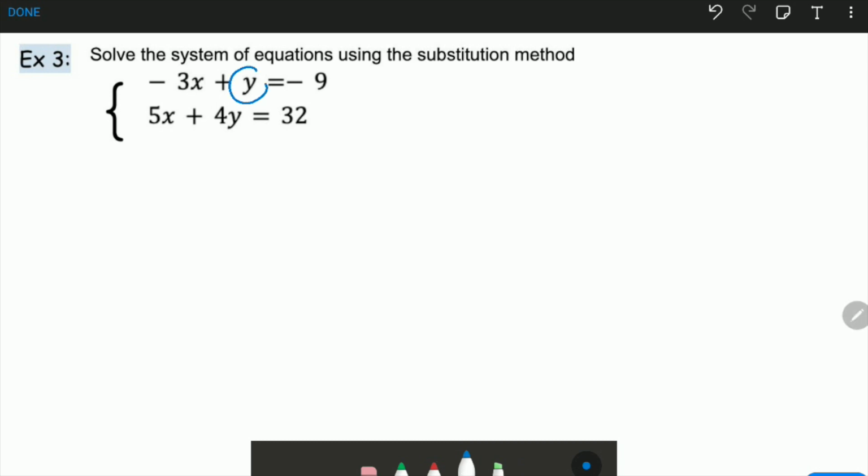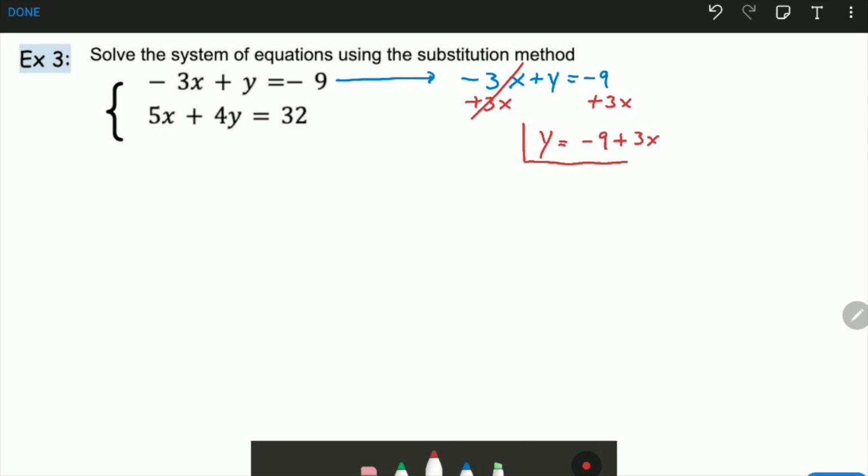So in this case, my y in the first equation does not have a coefficient, so I'm going to use that first equation. I'm going to get y by itself there. To get y by itself, I need to get rid of the negative 3x. I will add 3x to both sides. We'll have y equals negative 9 plus 3x. We now have y by itself, and I'll put that in a box for later. So step 1 is done.